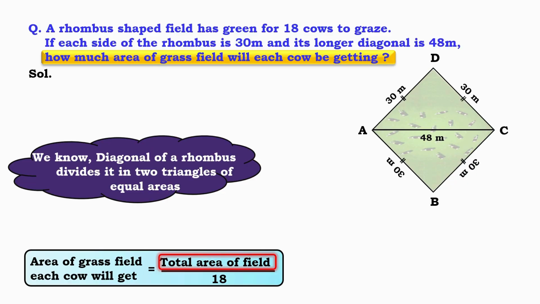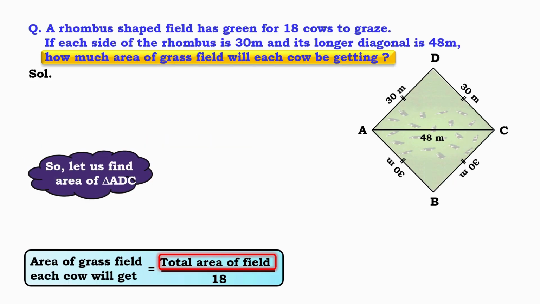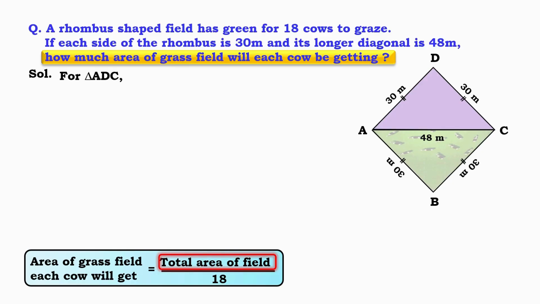So this property you already know, that it is dividing the rhombus into two equal triangles, right? Now we have to find the area of any one triangle. We can find either triangle ADC or triangle ABC. So let's find triangle ADC. In triangle ADC we know all three sides, so we can apply Heron's formula. For triangle ADC, a equals 30 meters, b equals 48 meters and c equals 30 meters.